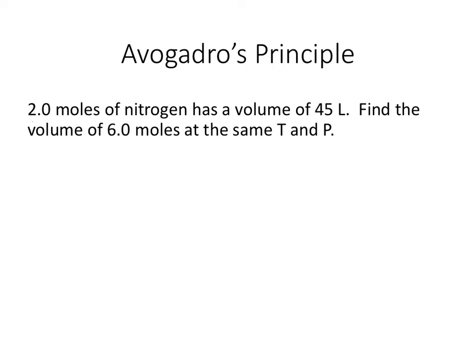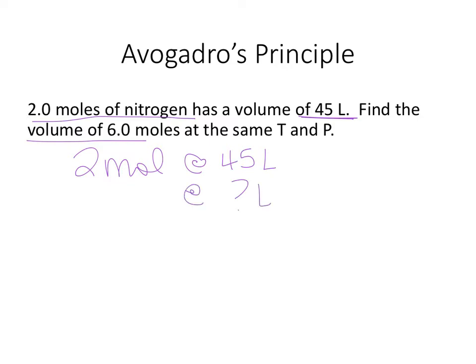So let's see how that works with regards to the math. If we have, say, 2 moles of nitrogen, which has a volume of 45 liters, find the volume of 6 moles of the same gas at the same temperature and the same pressure. So now essentially all I've done is say that N has increased. The number of moles of gas is increasing. So V should also increase. The volume of the gas should increase, and it should increase proportionally.